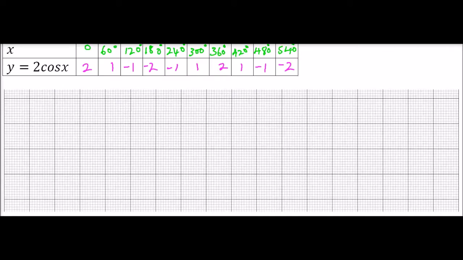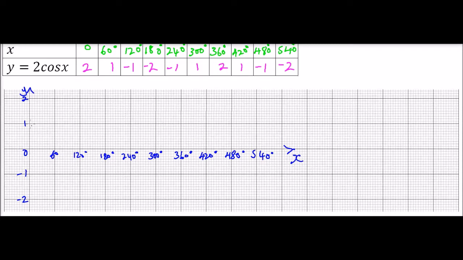So we now start by labeling our axis. So here we have the y-axis. Let's say this is the starting point. So we can say this is 2 and this is 1. This is minus 1. This is minus 2. Then our x, we can say this is 60. This is 120 degrees, 180, we have 240, we have 300, we have 360, we have 420, we have 480, and finally we have 540. So this is our x-axis.